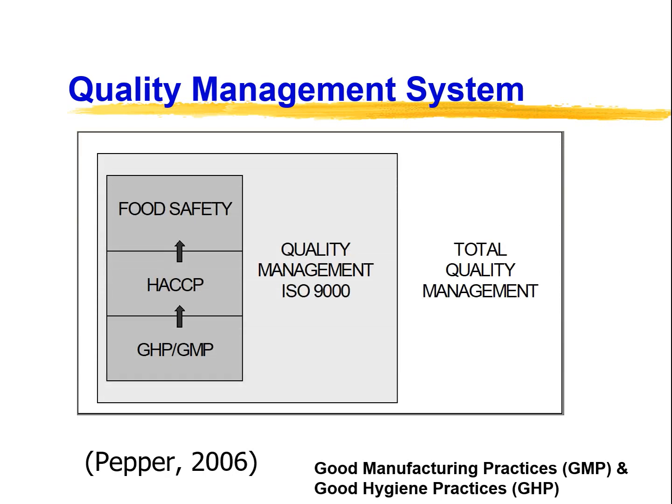What are the quality management systems? Quality management systems are mainly focusing on three main things. These are good manufacturing practices, good hygiene practices, HACCP, hazard analysis critical control point, and food safety. These three are combined to have a quality management system which is called ISO, and ISO 9000 series with the inclusion of HACCP is now termed as another quality assessment of a product which is termed as ISO 22000.